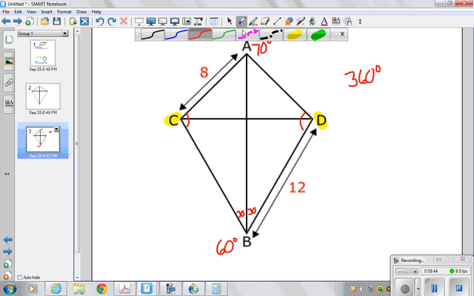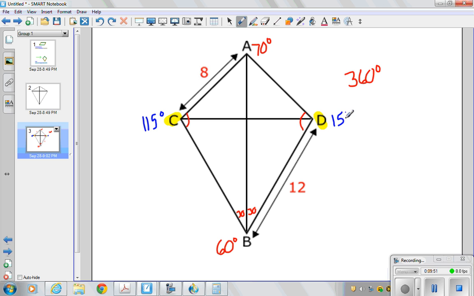And if you guessed 115 degrees each, you would be correct. Good job on that. Oh, 150 is not right. It should be 115 degrees.